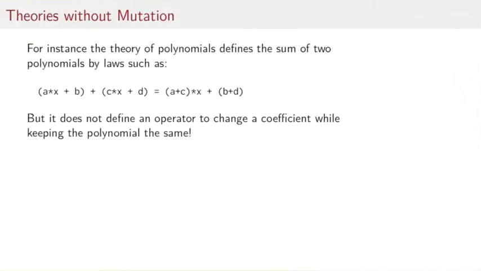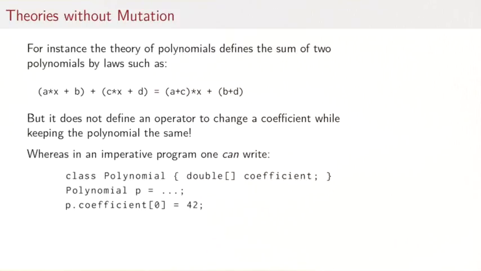So for instance, the theory of polynomials describes the sum of two polynomials by laws such as this one here. Here we say to sum two polynomials of degree 1, we take the two coefficients of the same degree and we sum those coefficients. And there would be laws for all the other useful operators for polynomials. But one thing the theory does not do is define an operator to change a coefficient while keeping the polynomial the same. Whereas if we look at imperative programming, one can do precisely that.